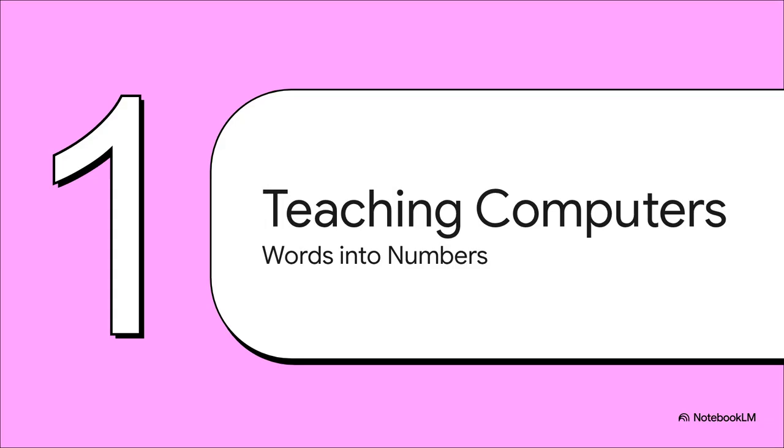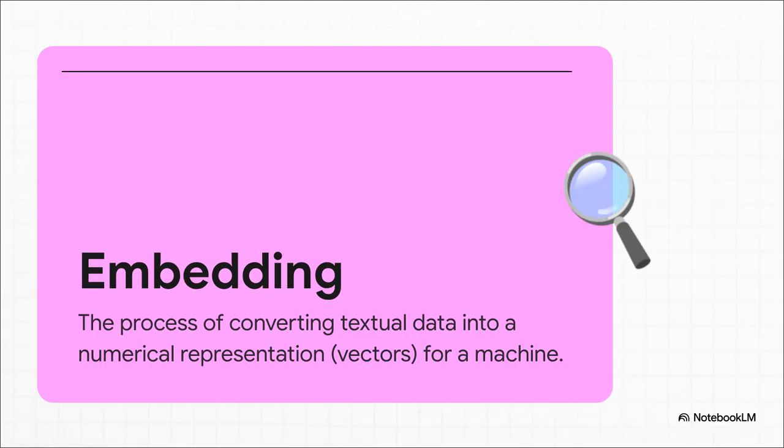So the very first step in teaching computers to understand us is translation. We've got to find a way to take our messy, nuanced words and convert them into the one thing computers are absolute pros at handling: numbers. And that translation process? It has a name. It's called an embedding. An embedding is really just a list of numbers, a vector, if you want to get technical, that represents a piece of text. You can think of it like a unique numerical fingerprint for a word, a sentence, or even an entire document.